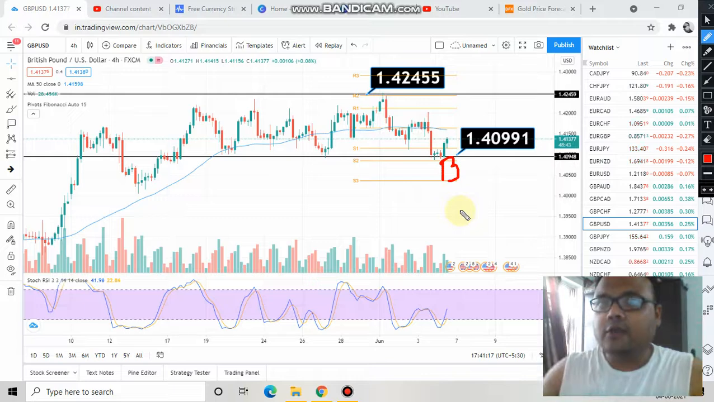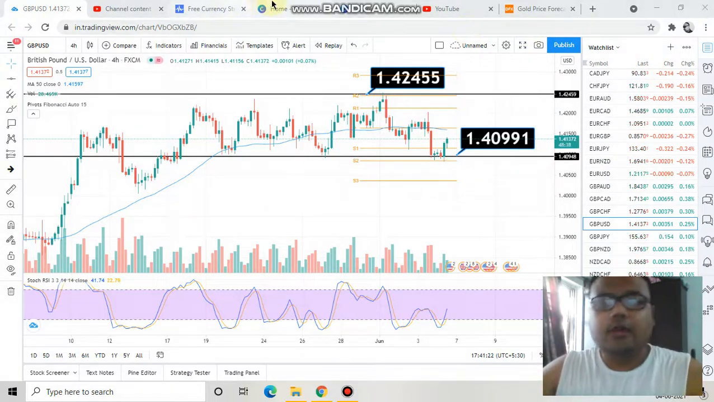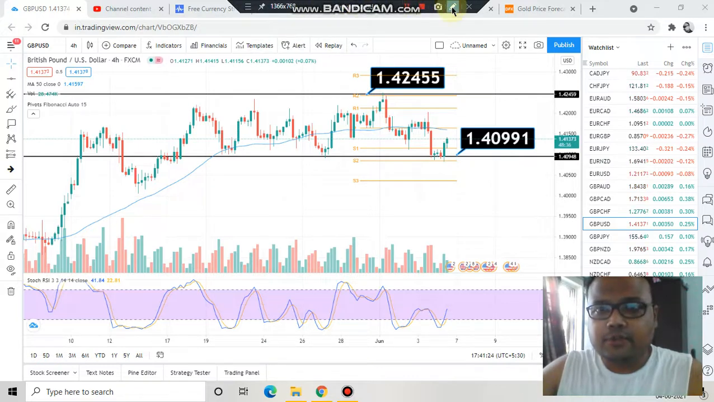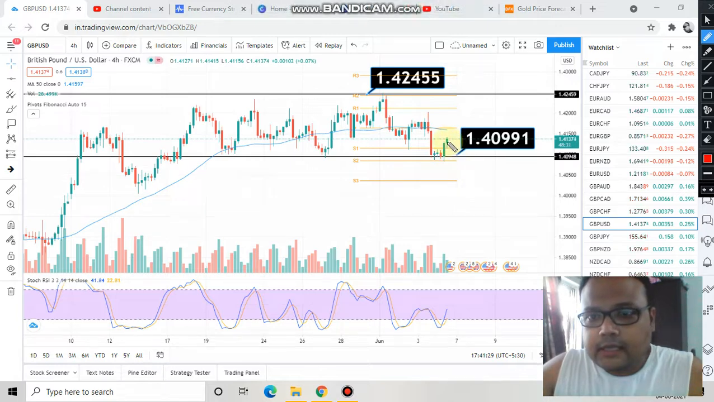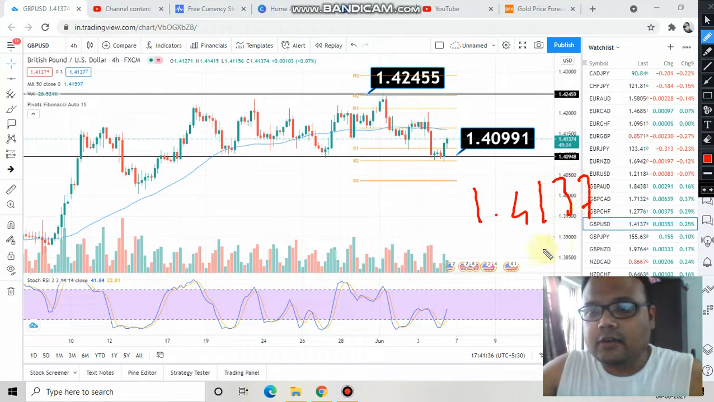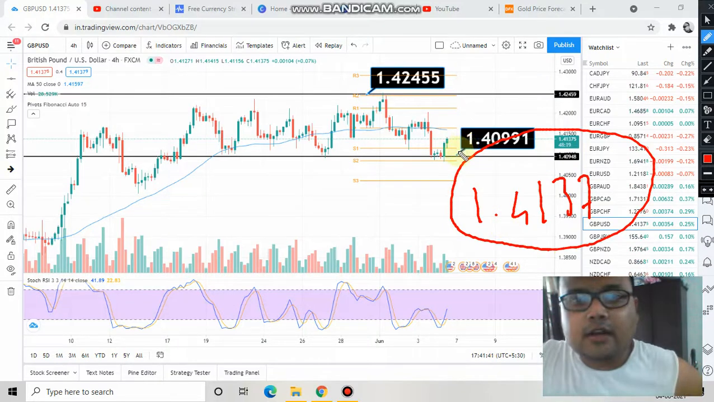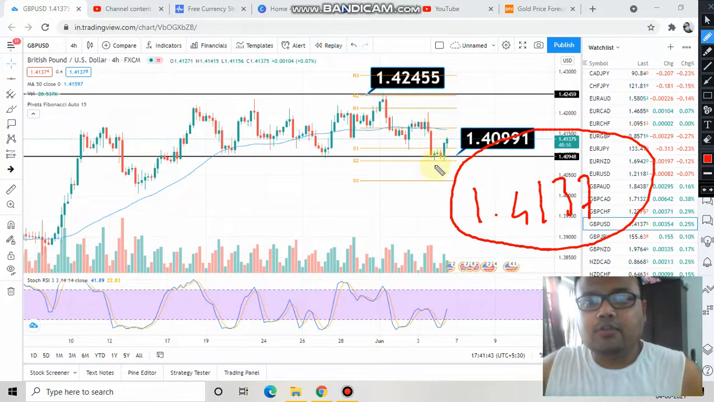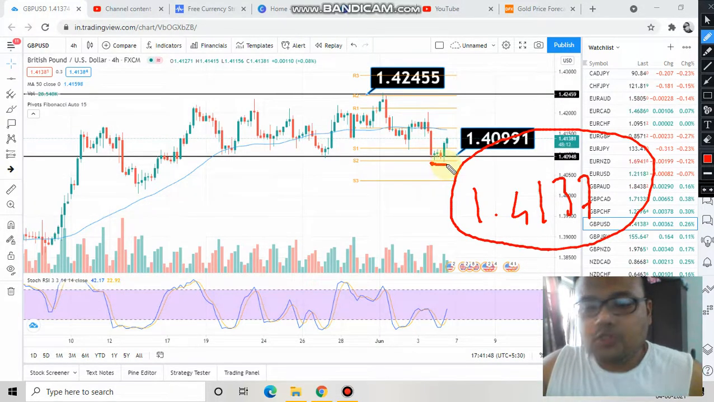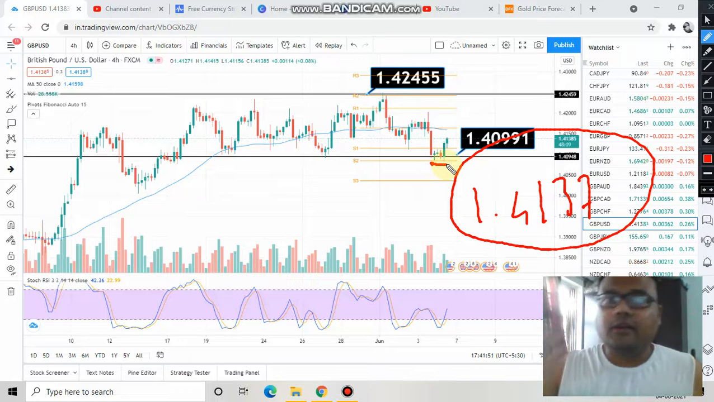If you are looking for a fresh opportunity, then I'll say that yes, you can go for a fresh buy order, but keep in mind that it has already gone up. Right now it is trading at 1.4137. This is the current market price. If you need to start a fresh position here, then your stop loss will be below these candles, around this point. So your stop loss will be around 40 to 45 pips below.